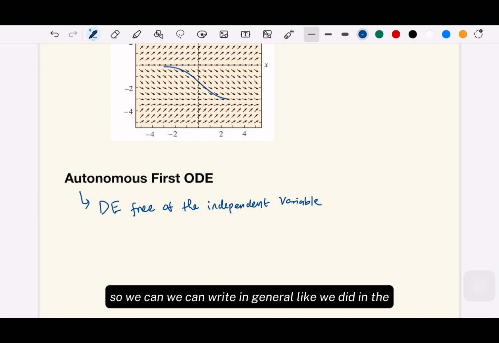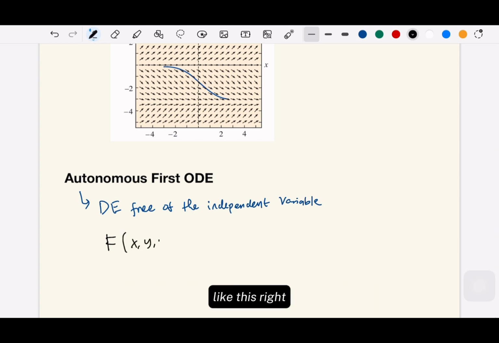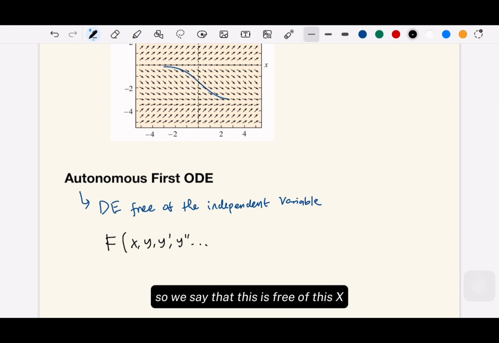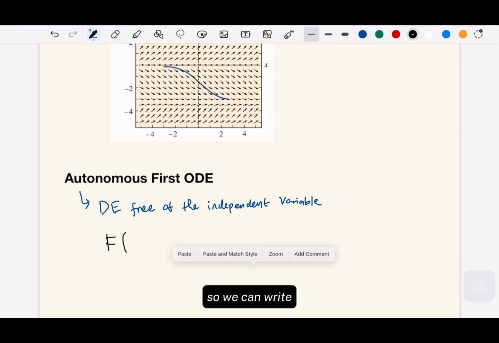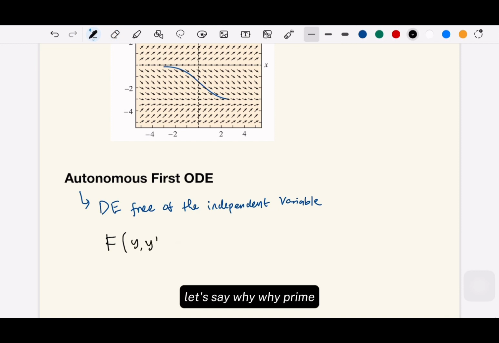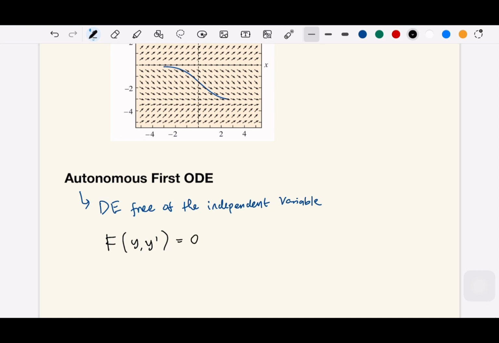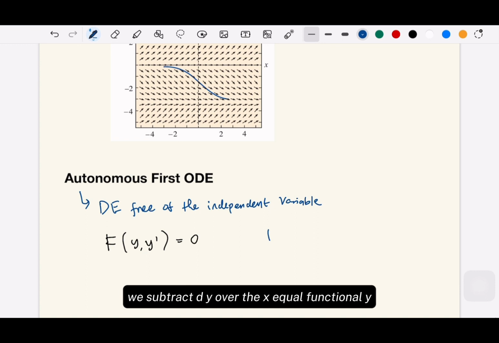So we can write in general, like we did in the last couple of classes. Usually we write like this, right? And then y prime, y double prime, and so on. Now we are removing the x, so we say that this is free of x. So we can write, let's say, y prime equals 0. Or we could write dy over dx equals a function of y. Just as simple as that.